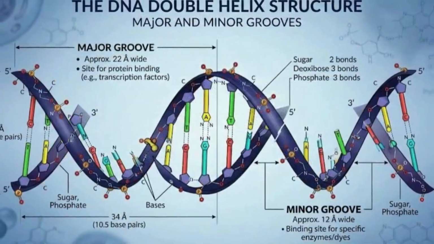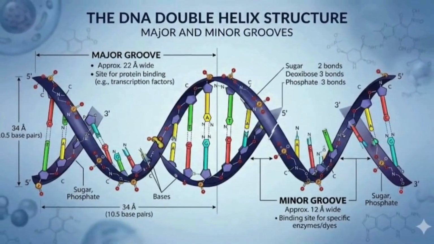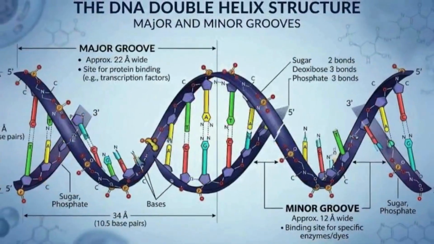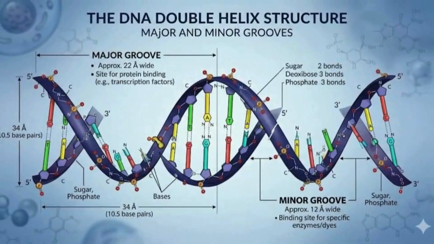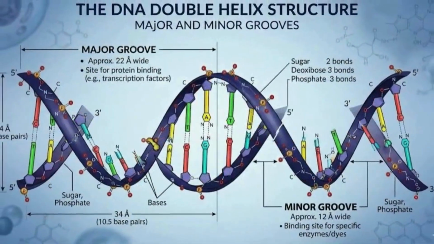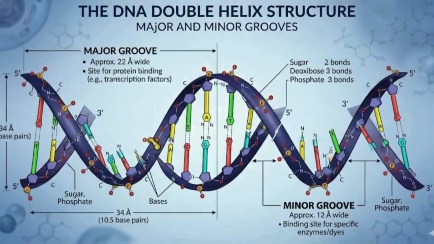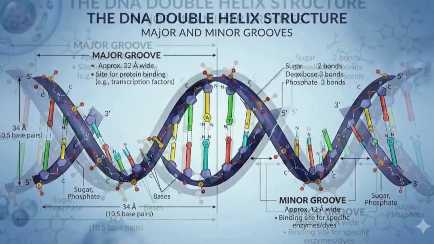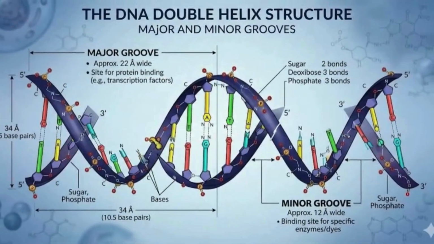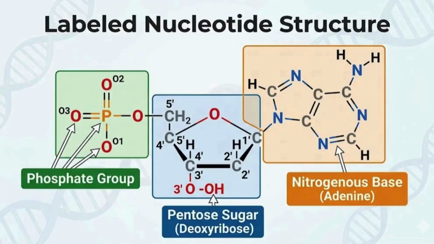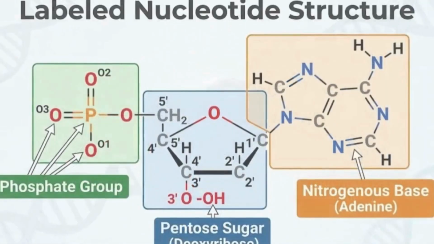The double helix also contains major and minor grooves, which are important because regulatory proteins bind within these regions to interact with DNA sequences. This structure provides both stability and accessibility for cellular processes. The next step is understanding the individual units that build these nucleic acids. The fundamental building block of both DNA and RNA is the nucleotide.